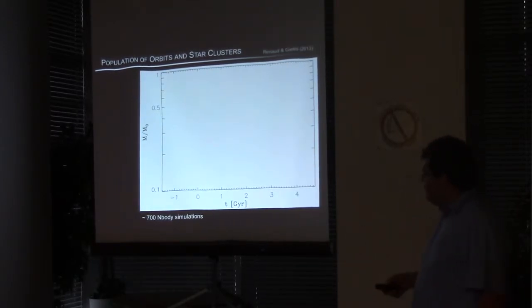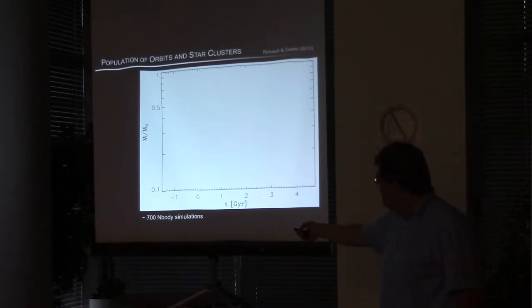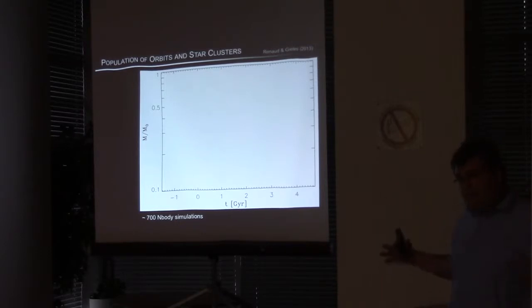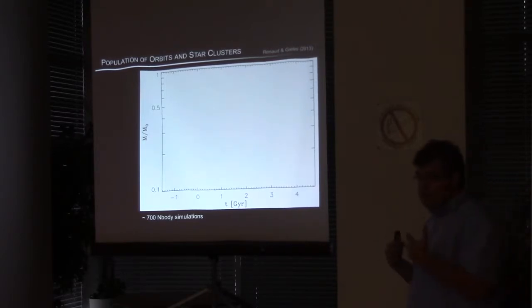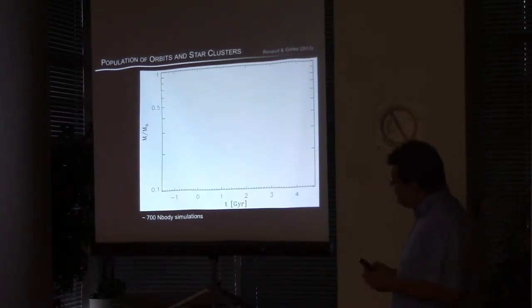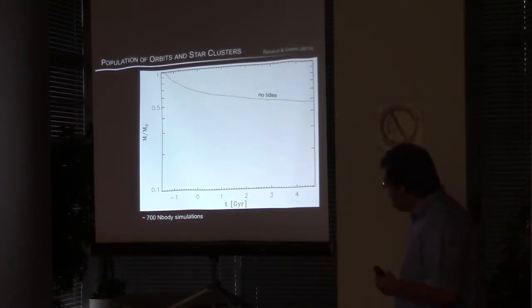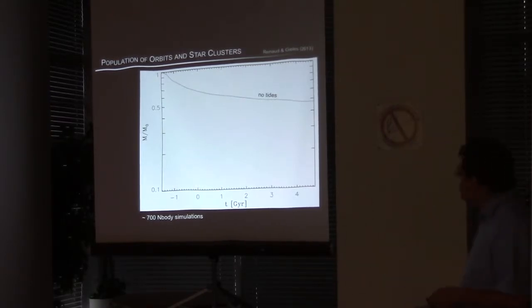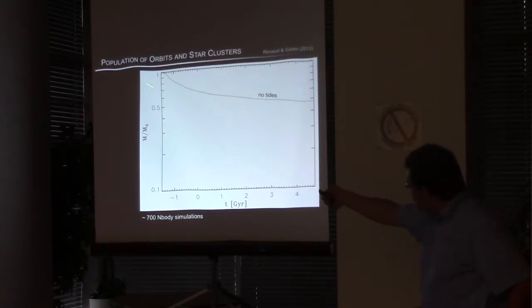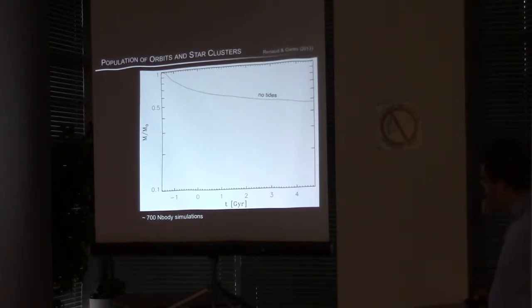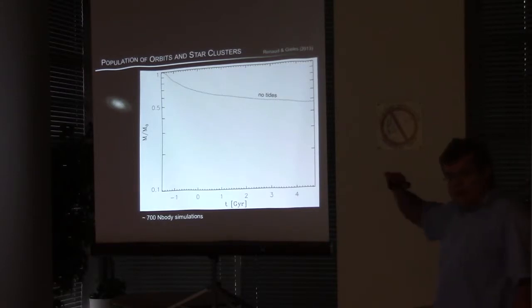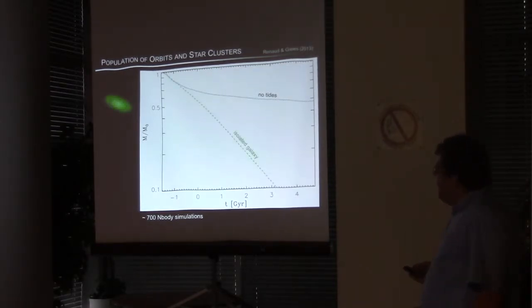And we have used this code, NBODY6TT, to look at the effect of a merger on a population of star clusters. What we have done is we have considered a lot of star clusters of different parameters: shape, mass, number of stars, densities, etc. And we have put them on several orbits in the merger. So we have run more than 700 N-body simulations like that, not very massive star clusters, but with a wide diversity in their parameters.